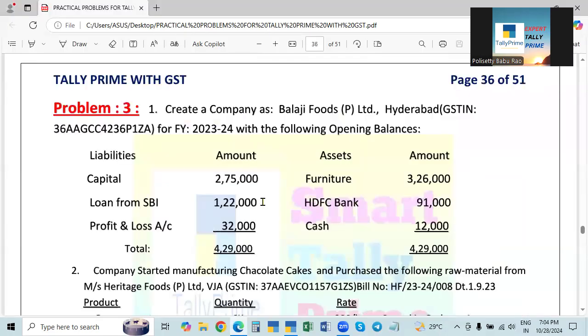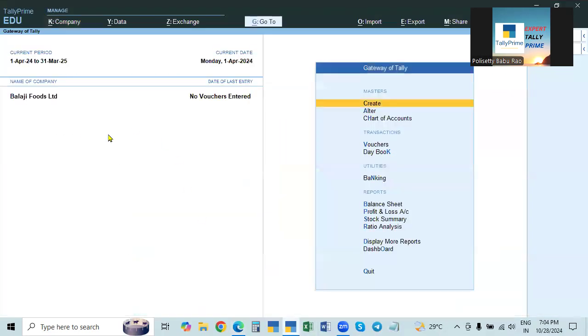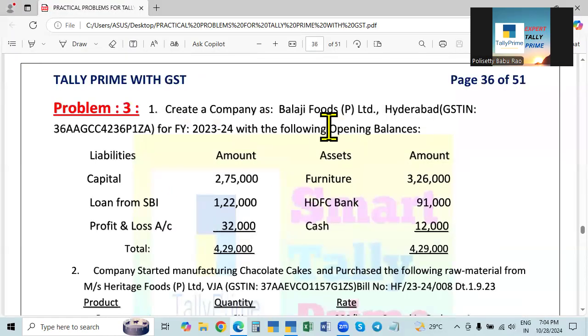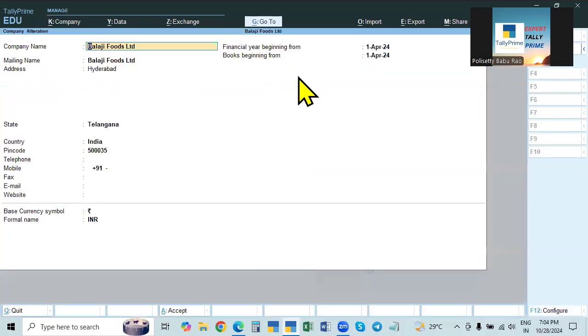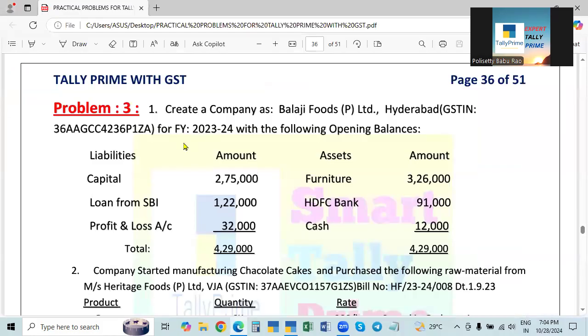Here, I changed the name a little. For this one I have taken Balaji Foods, and in Telugu I have taken the same name, Balaji Foods Private Limited. Okay. And now, we know how to create the company. See, it is given as 2324.